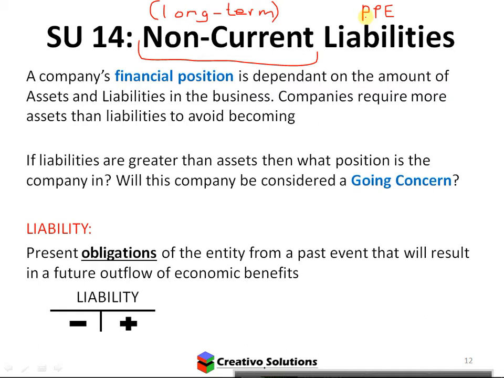Can we see those items? Can we move them around? Yes, okay, so that's all considered what? Tangible, non-current. Okay, so non-current assets are going to be financed with non-current liabilities. So you use long-term with long-term. You use short-term with short-term.